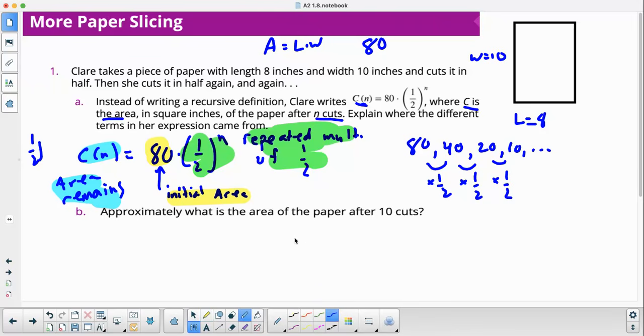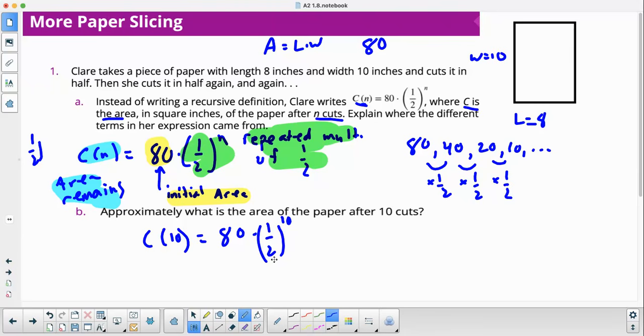Approximately what is the area of the paper after 10 cuts? Awesome. Before, I would have had to count out 10 terms, but now I can just say C of 10 equals 80 times 1/2 to the 10th. Make sure you use your calculator and know how to type this in. Use parentheses there for that 1/2 to the 10th times 80.